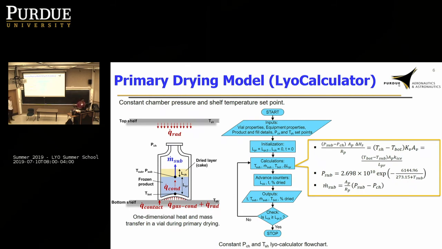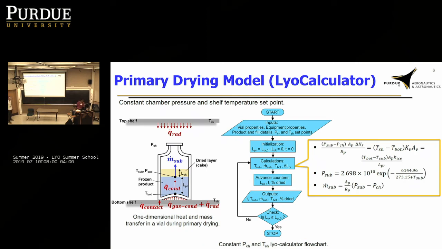So I'll go over this Lyo calculator part pretty quickly because I think most of you are already familiar with it. One thing here is that this considers center vials. So we make this 1D assumption in this Lyo calculator. Basically, edge effect is not considered. So you don't consider any of the edge vials. There's no radiation from the walls. So this is the very popular 1D quasi-steady heat transfer.